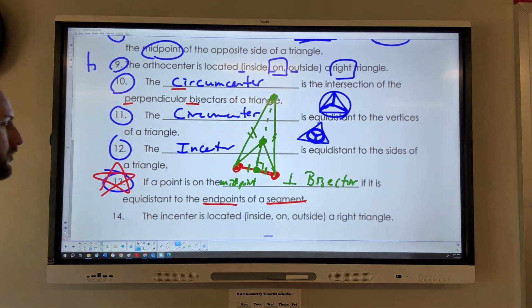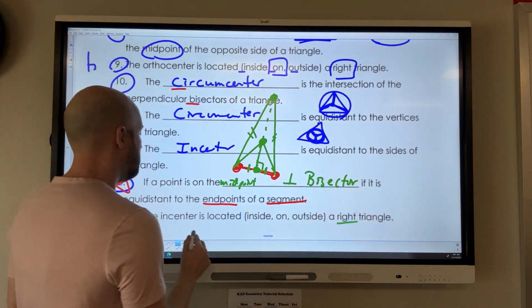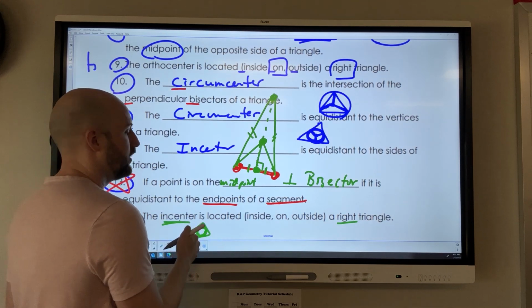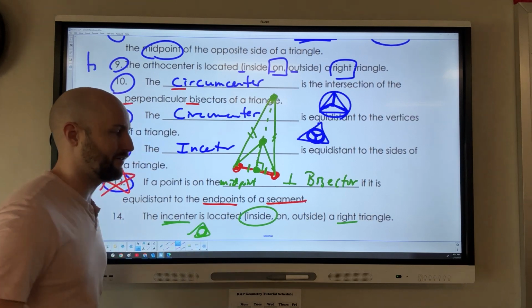Lastly, the in-center is located in, on, or out of a right triangle. Remember, the in-center is the inside circle. There's no way for that to be anything but inside.